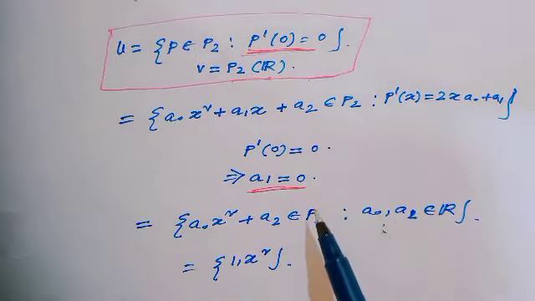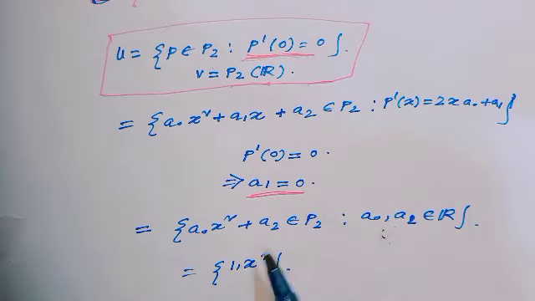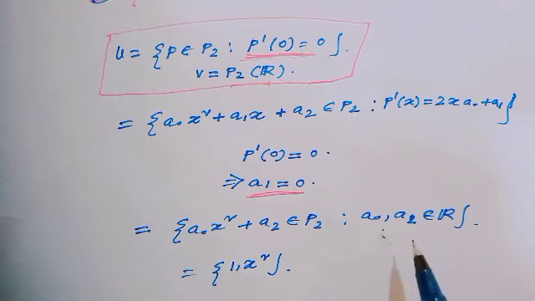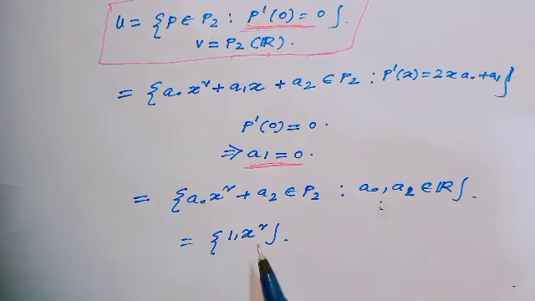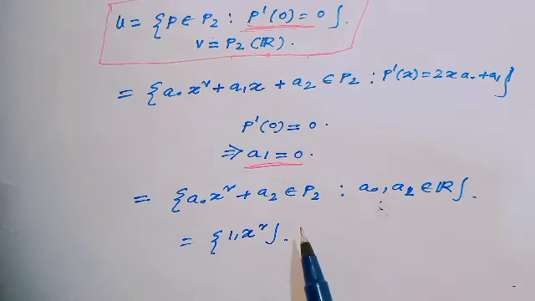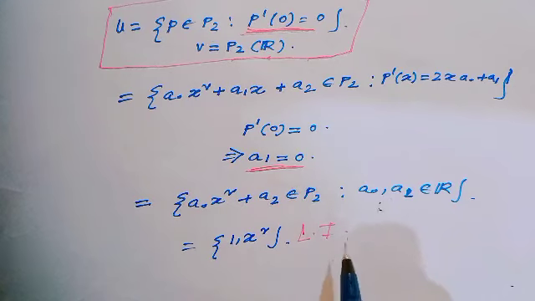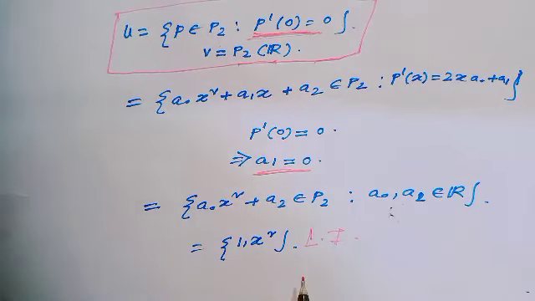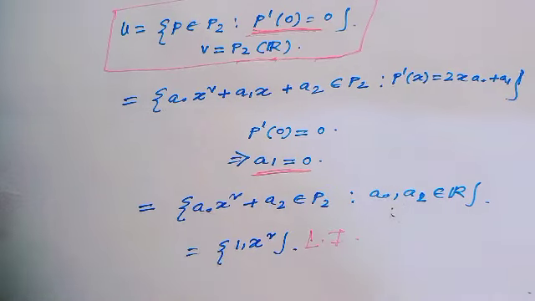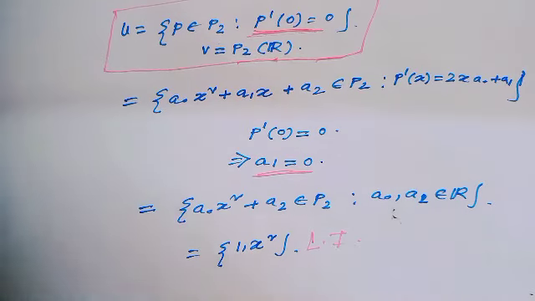And since a1 equals 0, this subspace contains polynomials a2 x square plus a0, where a0 and a2 belong to the real numbers. And this is actually the span of the set containing 1 and x square. Obviously this set is linearly independent and this set spans this subspace. So the set containing 1 and x square is the basis of this subspace. Are you getting? This is how we find the basis of any subspace.